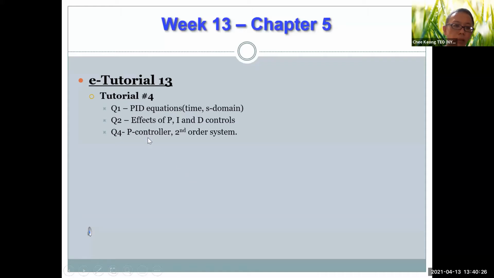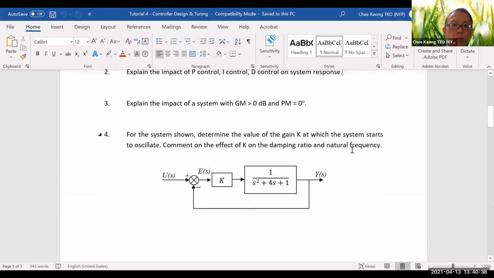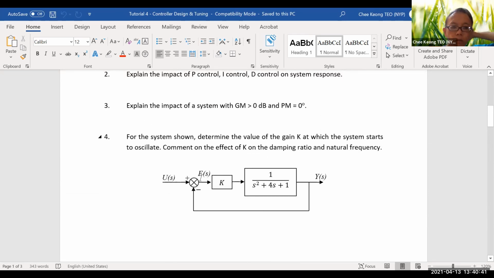Next question will be question 4, P controller, second order. So let's go to question 4 right now and read the question. Okay, this is also a short question, but the mathematics might not be short. So for the system shown, you have the plant expression as 1 over s² plus 4s plus 1. And the controller they use is a P controller because it's just K itself. So determine the value of K at which the system starts to oscillate. So they ask you, what is the value of K where the system starts to oscillate?